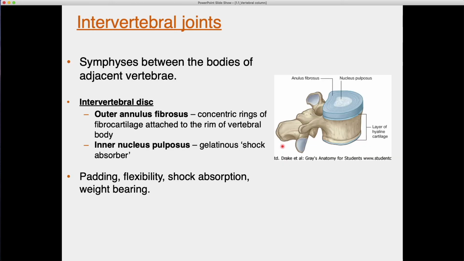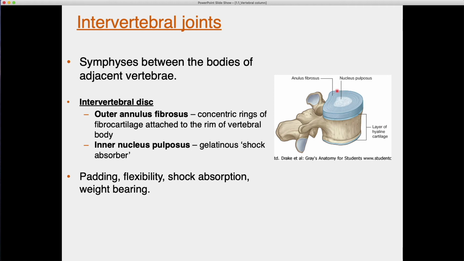Let's look at intervertebral joints. These are essentially the joints of the bodies of vertebrae, and these are also known as symphysis joints. Symphyses are a type of cartilaginous joint and are not so mobile. Here we have the body of a vertebra, and on top of that we can see the intervertebral disc, which consists of two components.